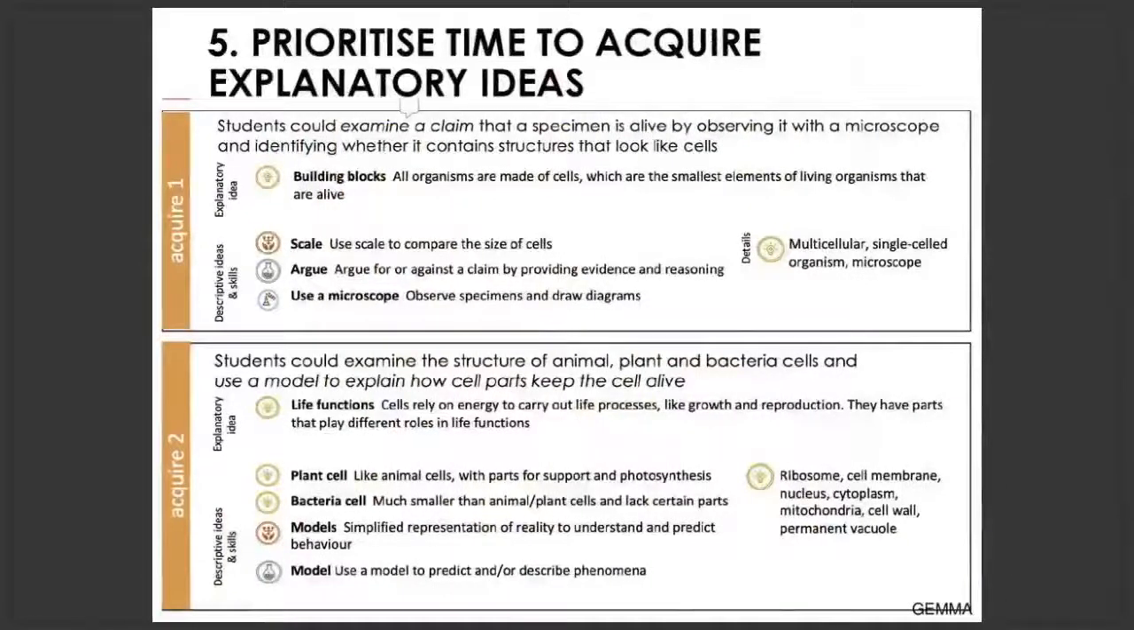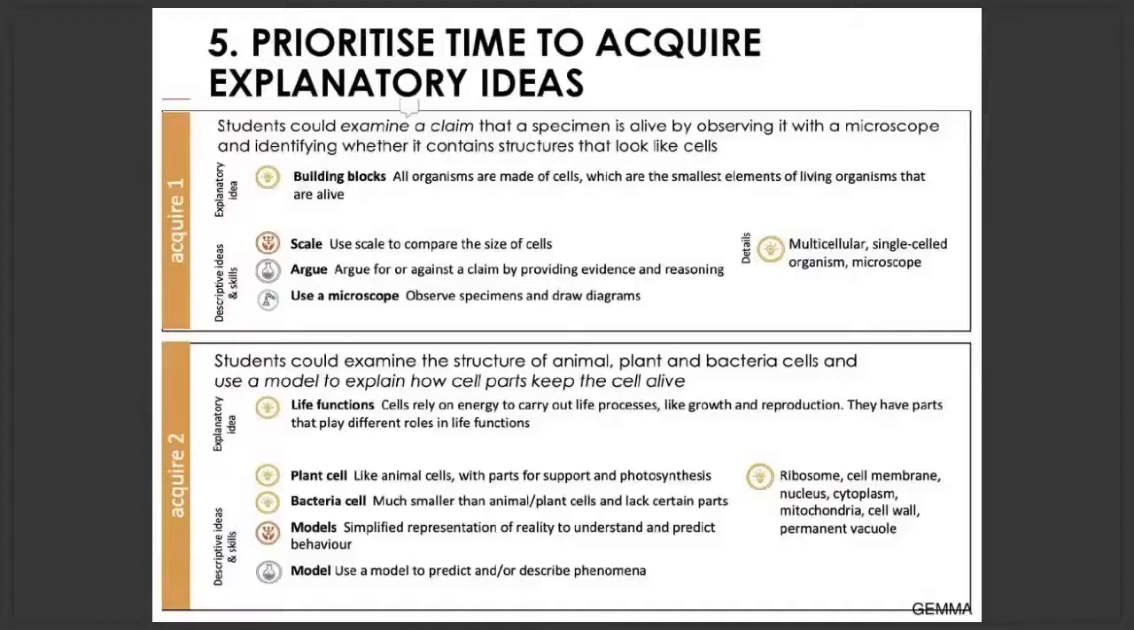So Tony's already touched on this. This is part of the planner for cell structure. We split it up into 2 different understandings. Each one of those is worth around 1 lesson. And each one has a suggested acquire activity, which enables students to make sense of the understanding. And in italics, there's a way of assessing it as well.